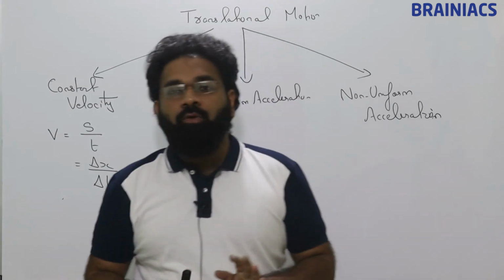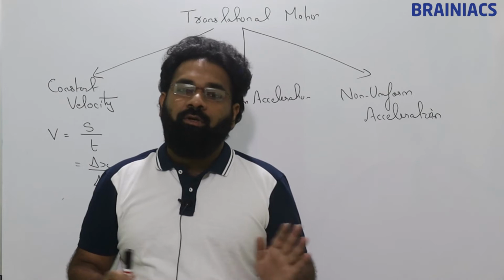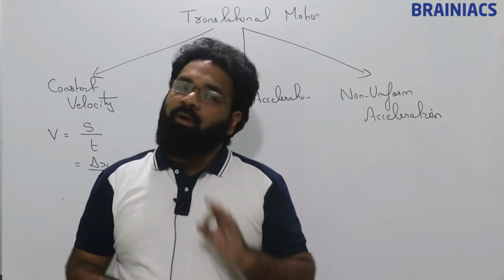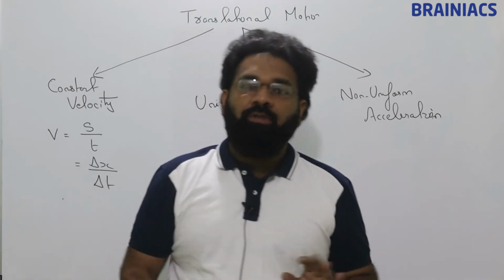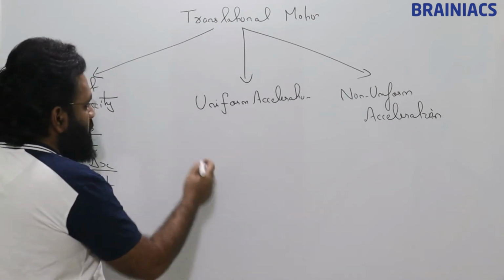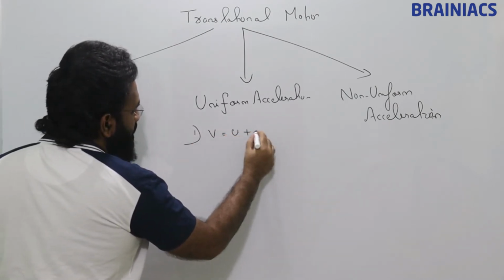Okay, v is equal to u plus at, v square is equal to u square plus 2as, s is equal to ut plus half at square, Sn is equal to u plus a into n minus half. Each equation we will do problems and analyze it. Okay, so v is equal to u plus at.